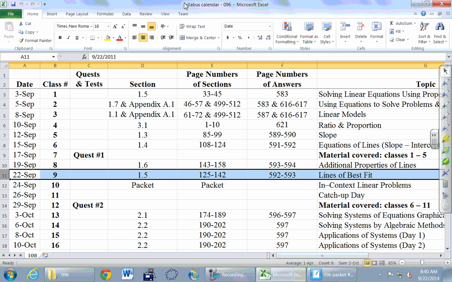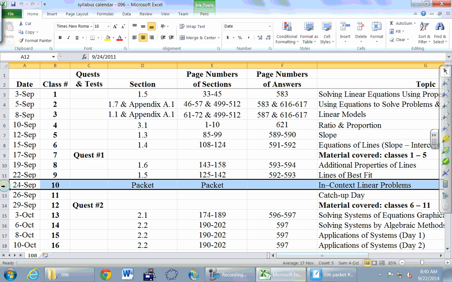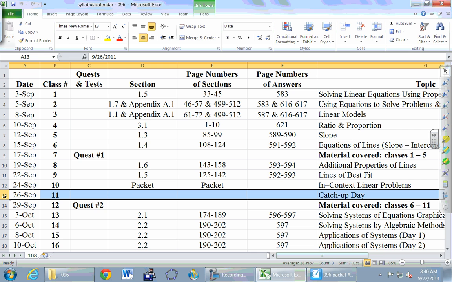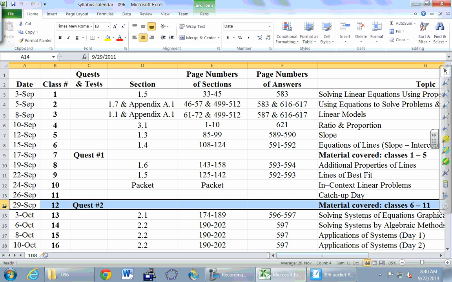Today is September 22nd. We talk about something called lines of best fit. Next class, in context linear problems, which you can translate to word problems. That's what next class is about. Friday is essentially a catch-up day or a review day in preparation for our very next quest, which is coming up 1 week from today. Any questions on the calendar?